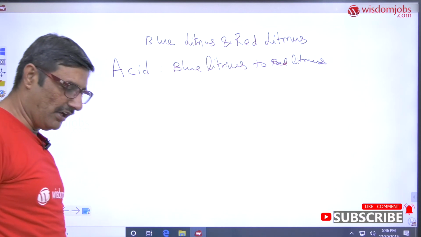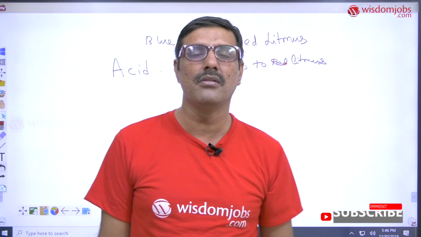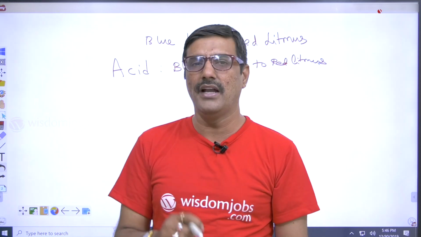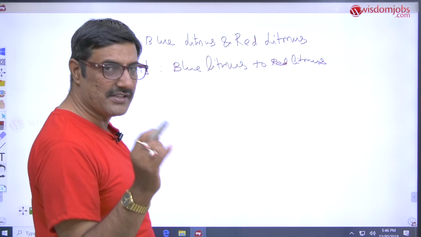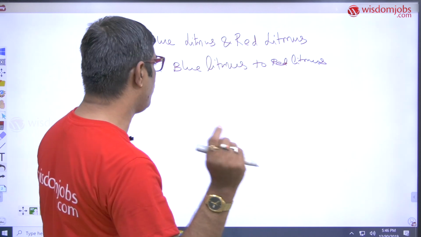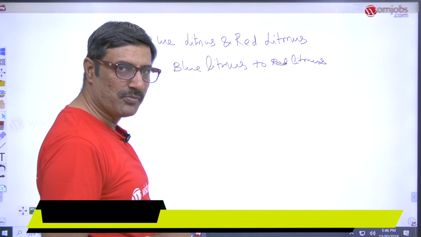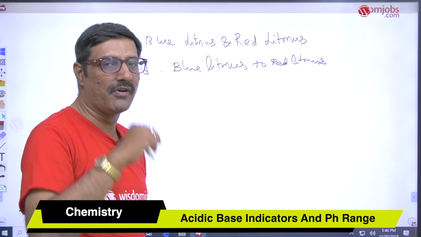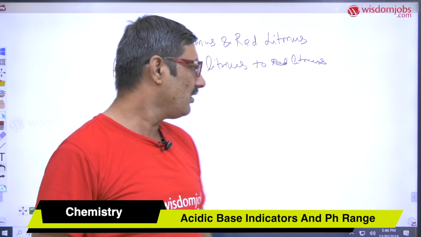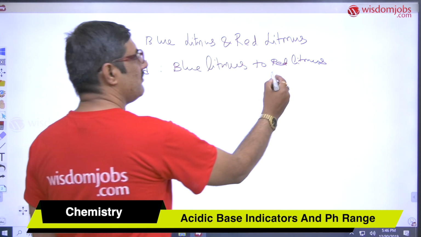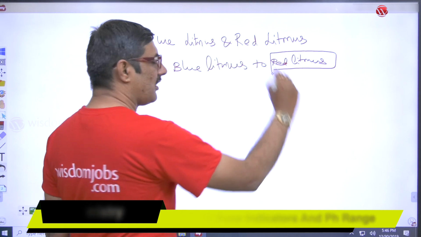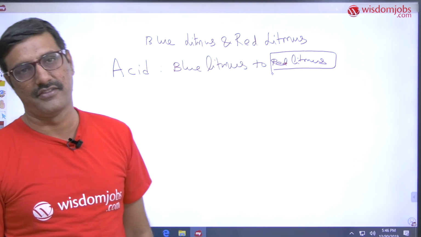If you take a drop of a particular chemical and put a blue litmus paper on that drop, and if it turns red, it indicates that the chemical is an acid.